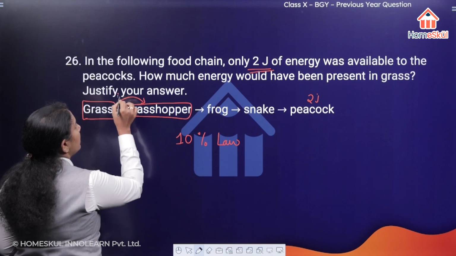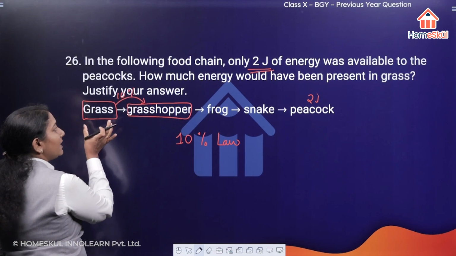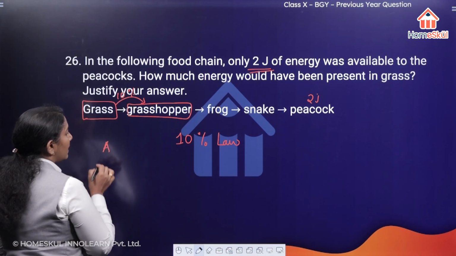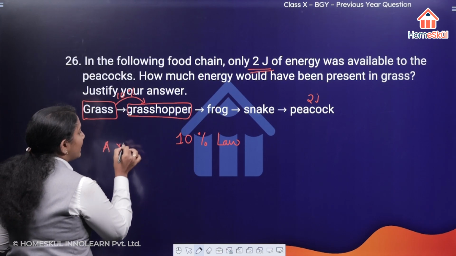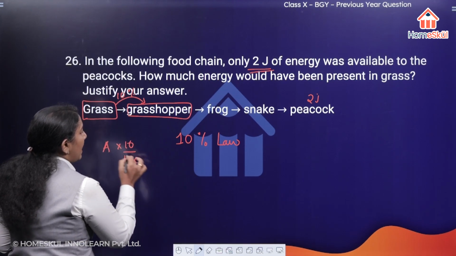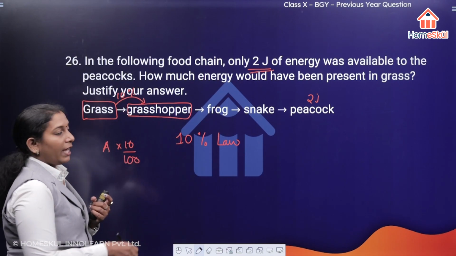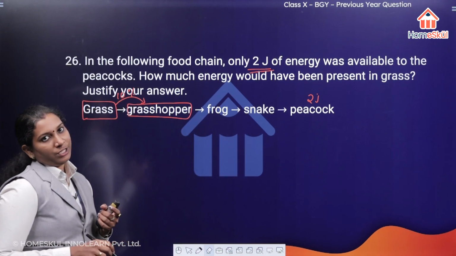Okay, so this is the law of 10%. How much energy is present in the grass, the first trophic level? Let us consider that A amount of energy is present in the grass. Then 10% of this A will be transported to the next trophic level, to the grasshopper. So according to this law, we can predict the answer for this question.